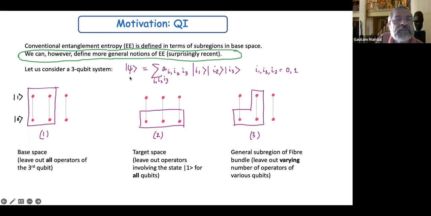So the most general wave function of this system is this one, in which the individual qubit states can be 0 or 1. The base space entanglement entropy is something which I depict by picture 1, in which I leave out the third qubit. So I only consider operators of interest which involve only the first and second qubits. On the other hand, I could consider the second figure, which is the target space entanglement entropy, in which I leave out all operators involving the state 1, so that's the excited state, for all qubits.